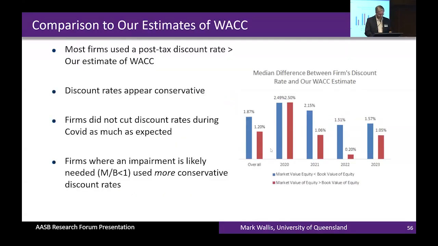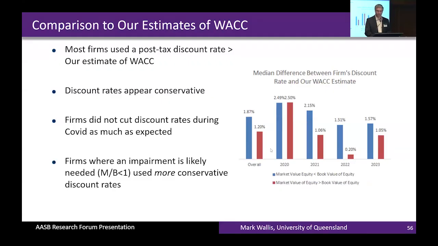We also estimated WACC empirically. So obviously a limitation of this is we can estimate the WACC for the whole firm, but of course the discount rate that's used is specific to each cash generating unit, but nevertheless, I think it's interesting to do this. So this is the difference between our estimate of the firm's WACC and the post-tax discount rates. And here I think I've used the median of the highest and lowest discount rates that the firms use, but it's not that sensitive to that assumption. And you can see that the discount rates actually look conservative. They look slightly higher than what we would expect.